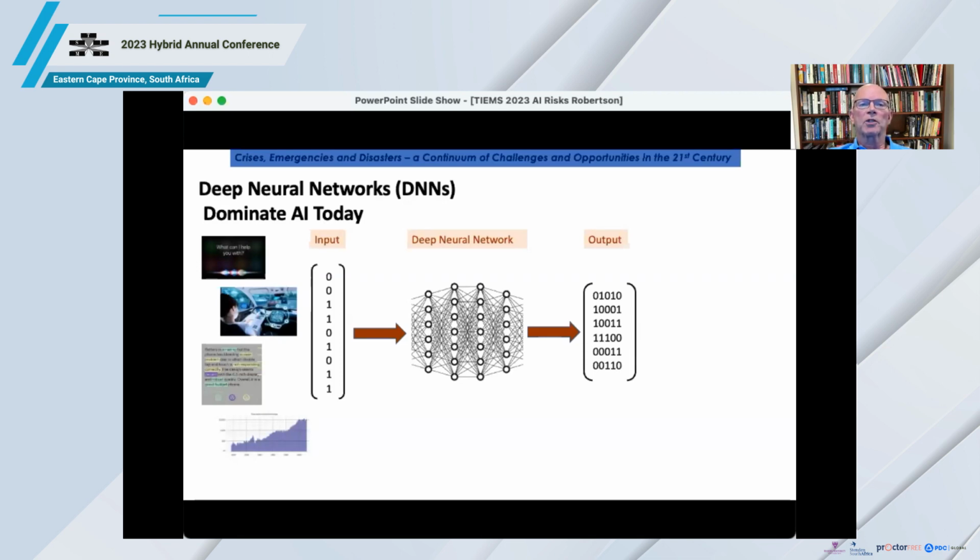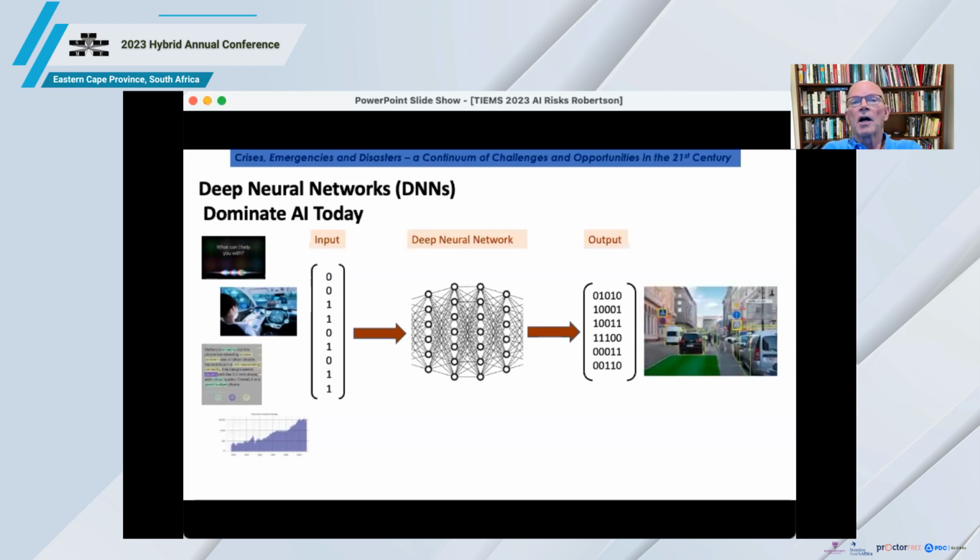It could represent some text that you're trying to analyze for sentiment. It could even represent stock market statistics. And then the output numbers can be configured so that they represent, for example, here, a scene that a self-driving car is trying to interpret, a video frame showing the location of the objects in the image and their classifications. So these deep neural networks are mathematical entities that do this.